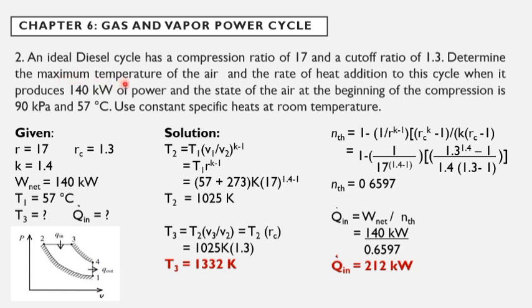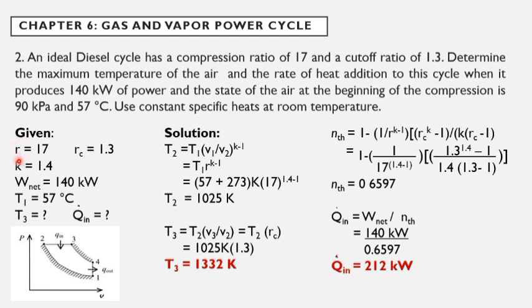Determine the maximum temperature of the air and the rate of heat addition to this cycle when it produces 140 kilowatts of power and the state of the air at the beginning of the compression is 90 kilopascal and 57 degrees Celsius. So we have the given.